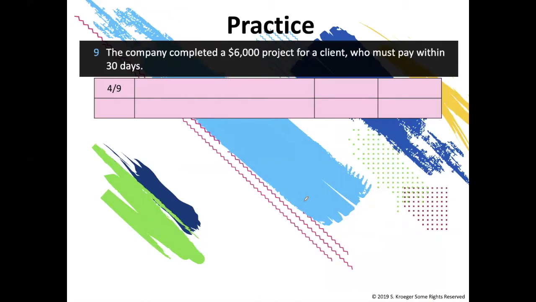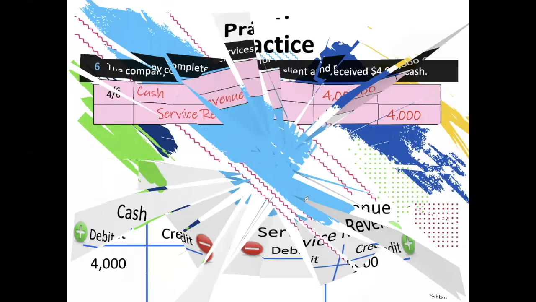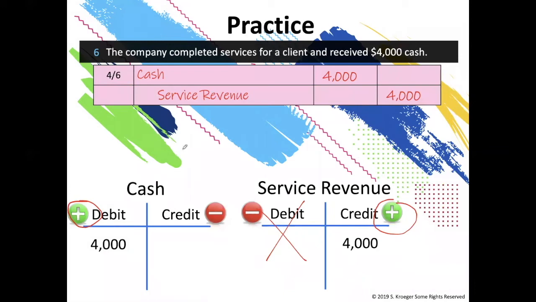Now, the company completed a $6,000 project for a client who must pay within 30 days. Well, we did something for a client. We did work for them. So that would be a sale. Except in this case, we're not receiving the cash. They're going to pay us later. I'm going to go backwards for a moment. It's very similar to the one we just did. We did do a sale, but instead of receiving cash, they're going to pay us later. Do you remember the name of the account when someone's going to pay us later? That would be accounts receivable.